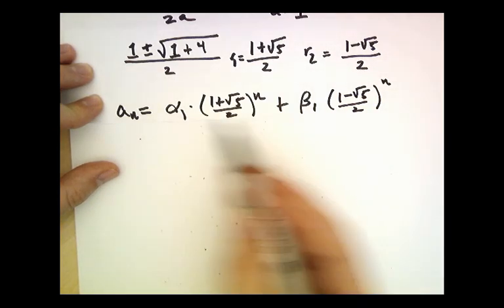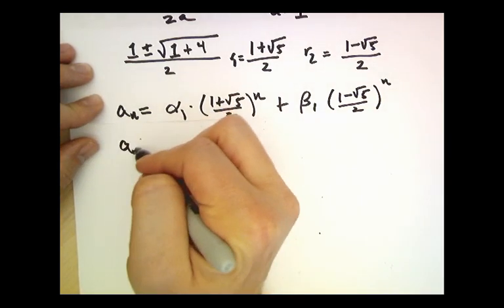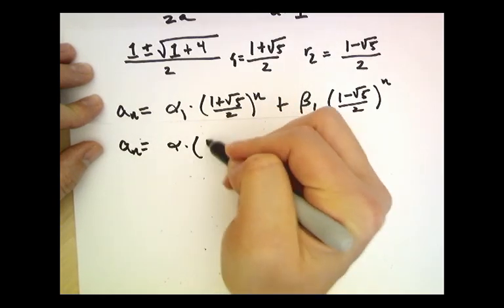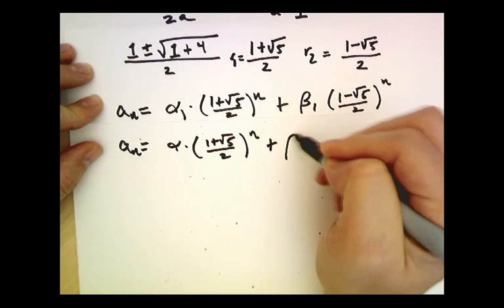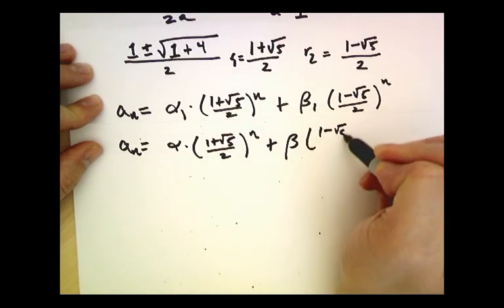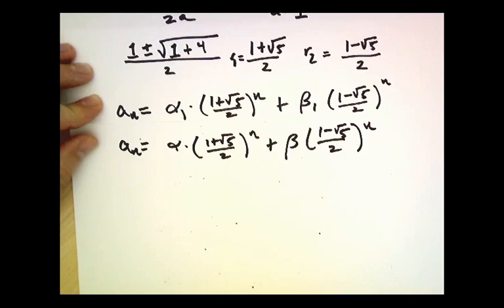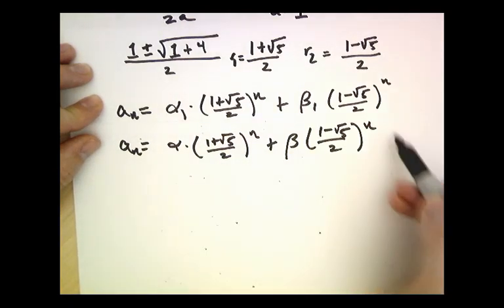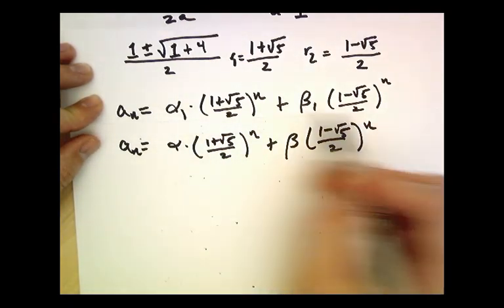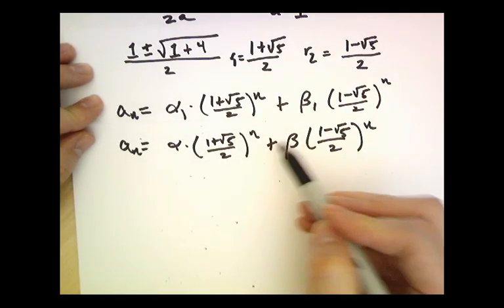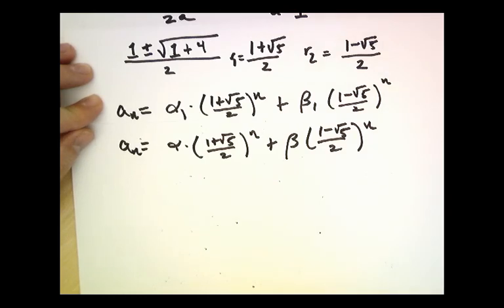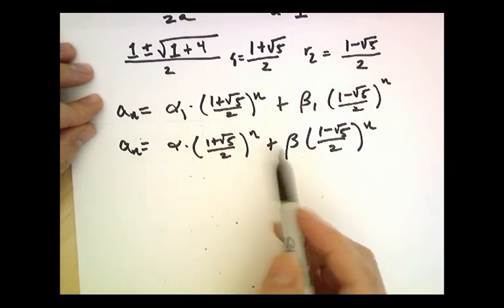And actually, I don't know why I used alpha 1 and beta 1. I'm just going to rewrite this as alpha times 1 plus root 5 over 2 to the n plus beta times 1 minus root 5 over 2 to the n. It turns out this is going to be the solution to our recurrence. It's going to be some number times the first root to the n plus some other number times the second root raised to the power n. And the only question is, how do we solve for these coefficients alpha and beta?